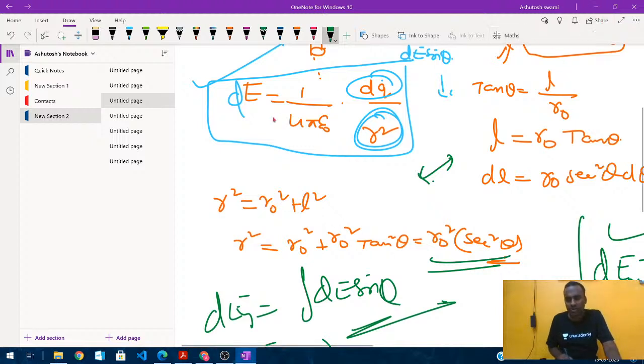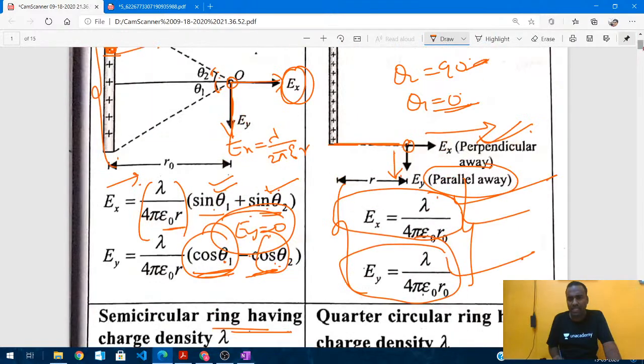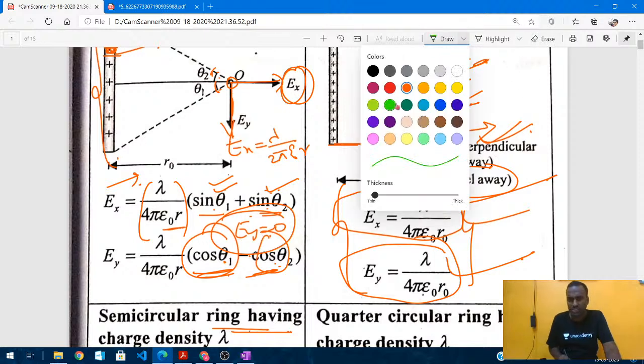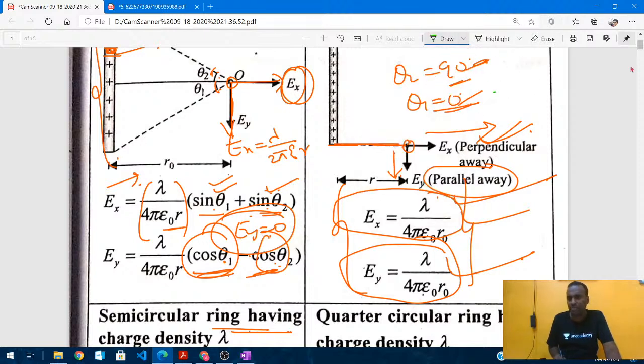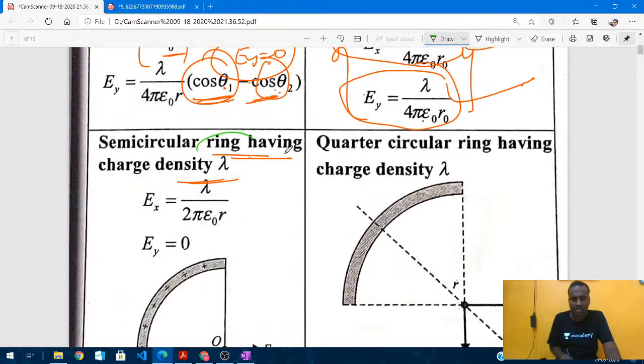So next, this is the finite length if you consider theta 1 to theta 2. This is the basic formula you can use. Now suppose semi-infinite, as I told you, theta 1 is 0 and theta 2 is 90. Suppose if you choose infinite, both are 90 of course. Then suppose you see here, students, a semicircular ring having charge density lambda.